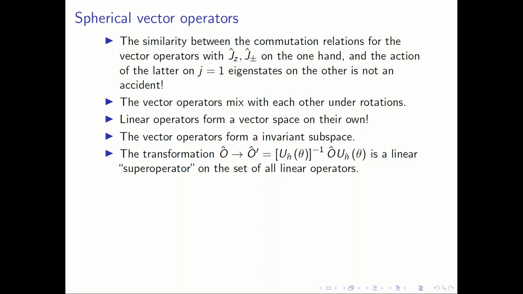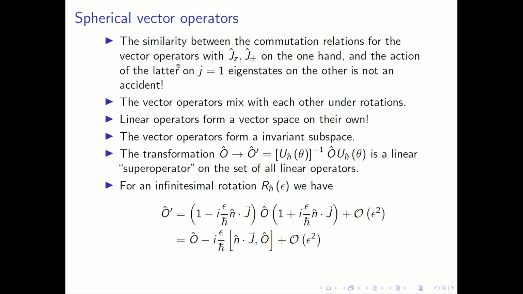This is not really standard terminology, but it should help us to understand which one we are talking about at which stage. So operators act on states of your vector space in a linear fashion. They themselves form a vector space, and the operators which act on this vector space, the vector space of operators, are what we are calling super operators. And the transformation O to O prime under a rotation of coordinates can be described by a linear super operator.